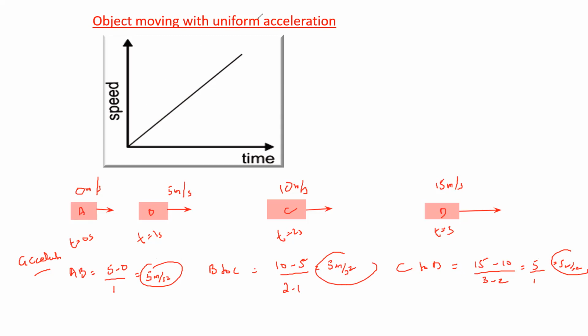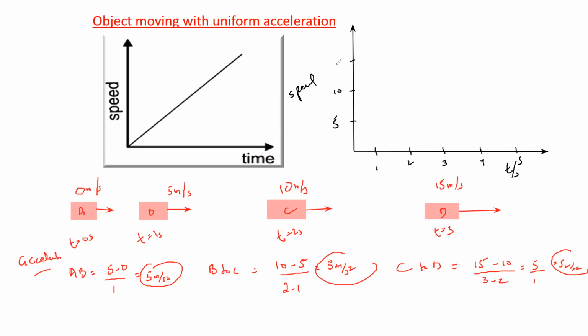So when we sketch or plot this graph to explain the motion of an object, a speed time graph for an object which is having a constant acceleration, we have time on the x-axis and speed on the y-axis. So 1, 2, 3, 4, 5. And for example, this is 5, 10, 15, and then 20.